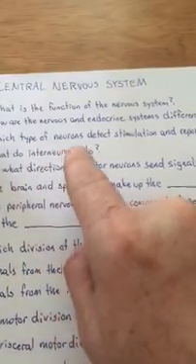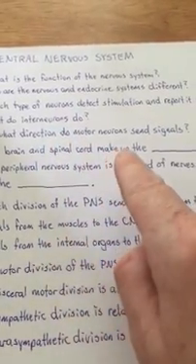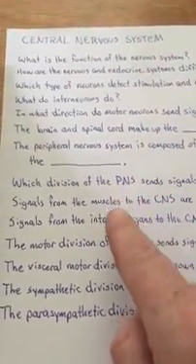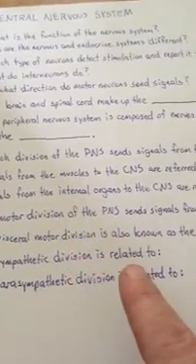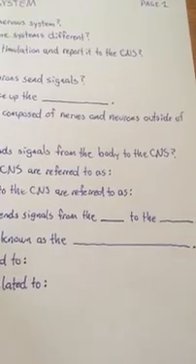On and on. Which type of neurons detect stimulation and report it to the CNS? So look, I even did a couple different styles. I did one where it was just fill in the blank, right? So I came up with all sorts of these questions, all that came to me from that one page of notes.